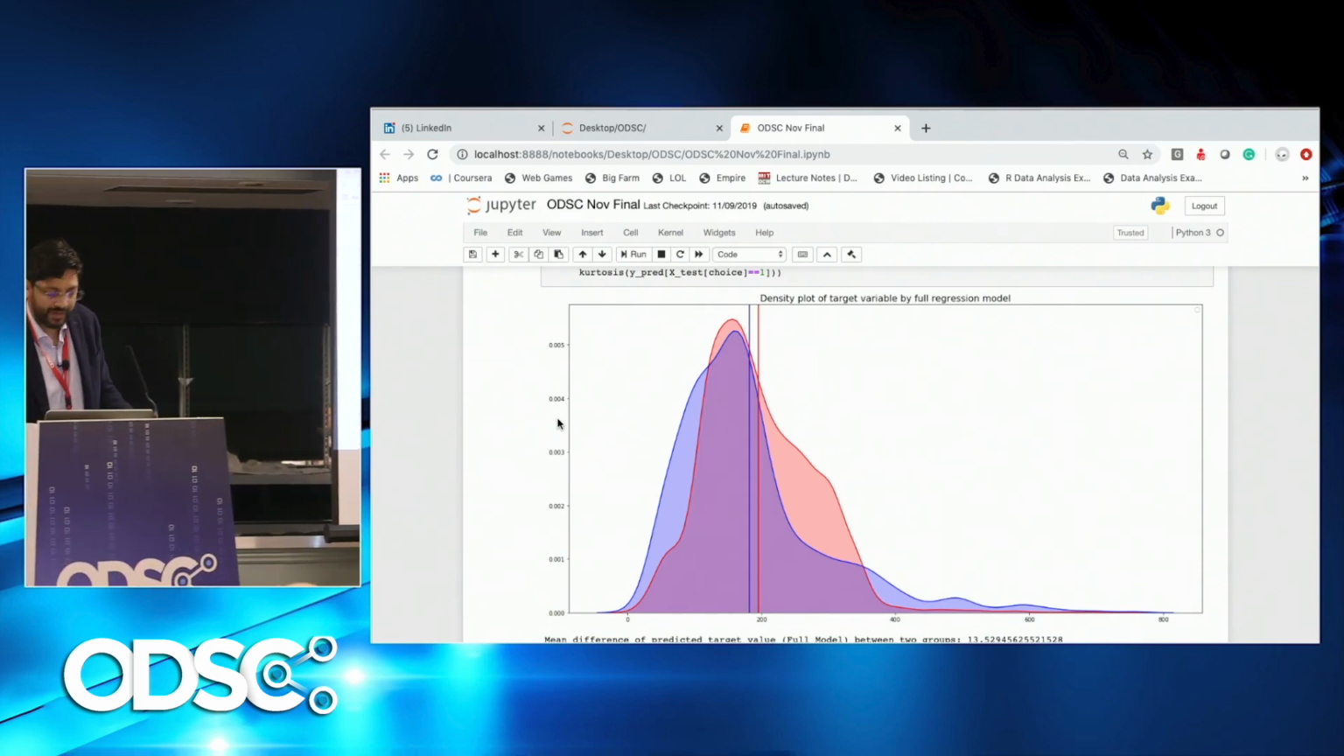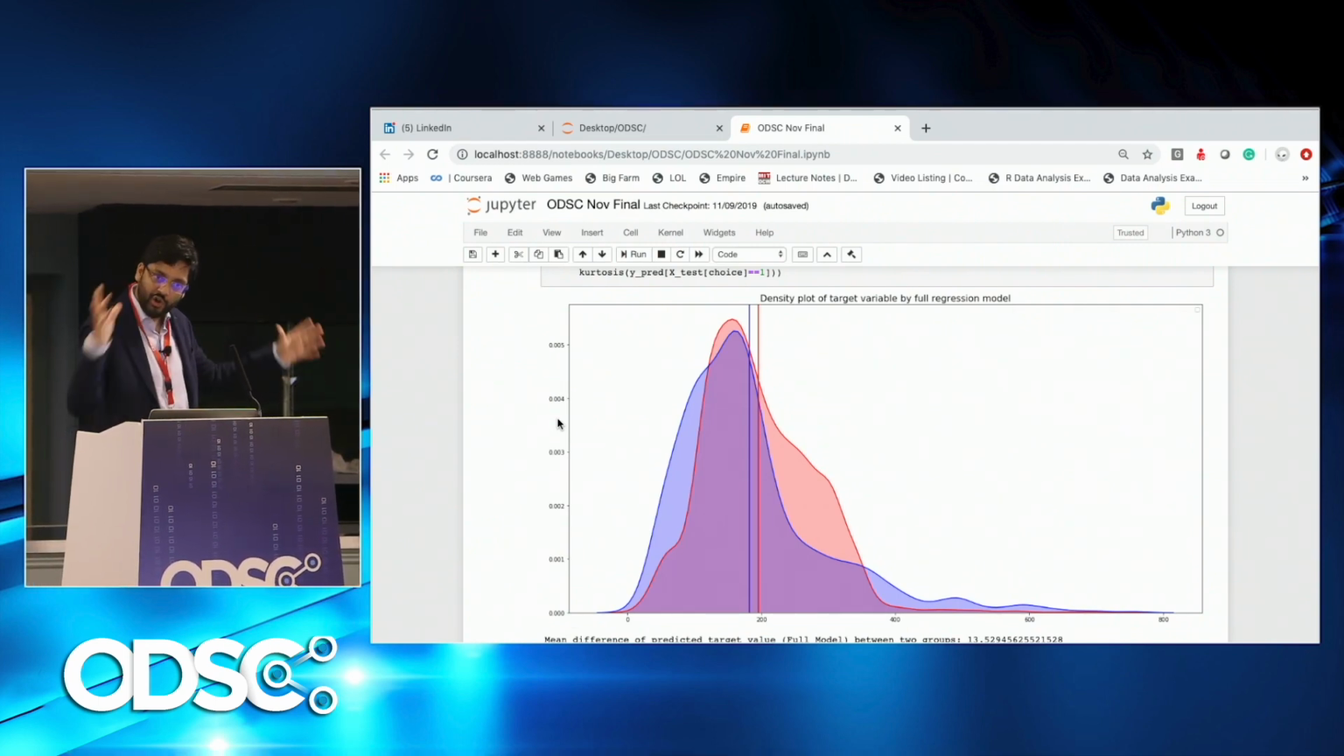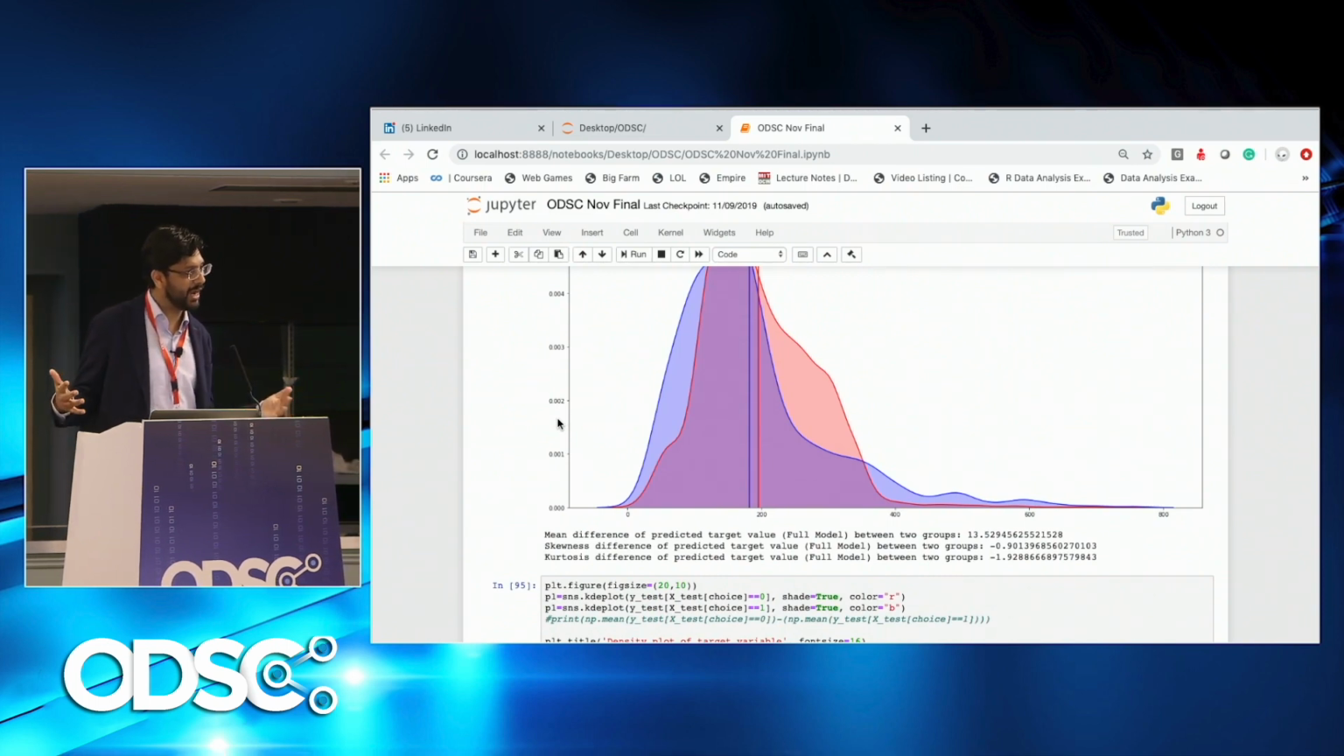It's actually very different. The lines are the mean value. The average of all the values for male and the average of all the values for female predicted by logistic regression is still different. And if you see, the mean, skewness and kurtosis are also very, very different, right? So that is how we define our distribution.